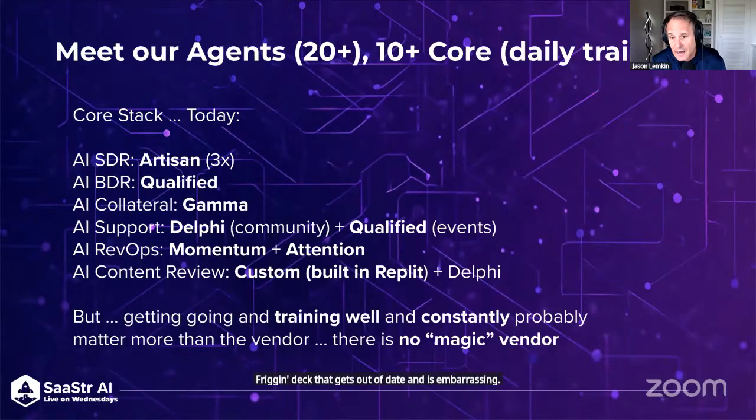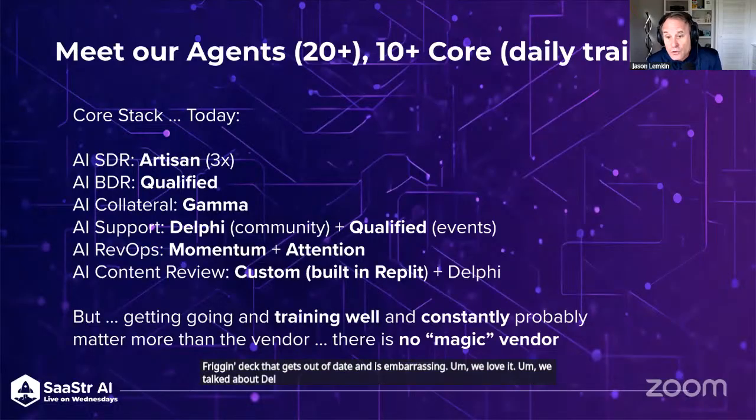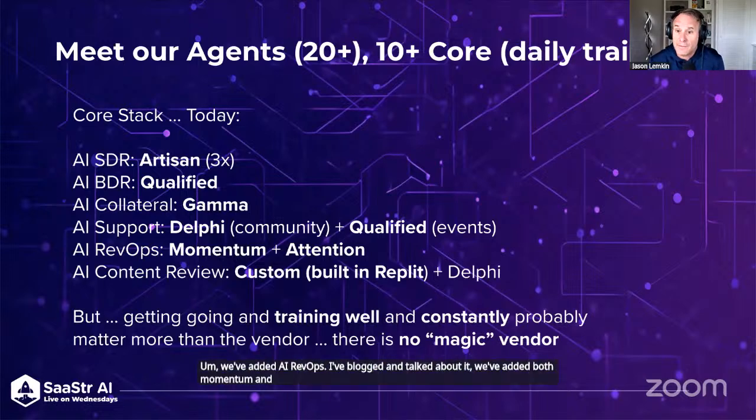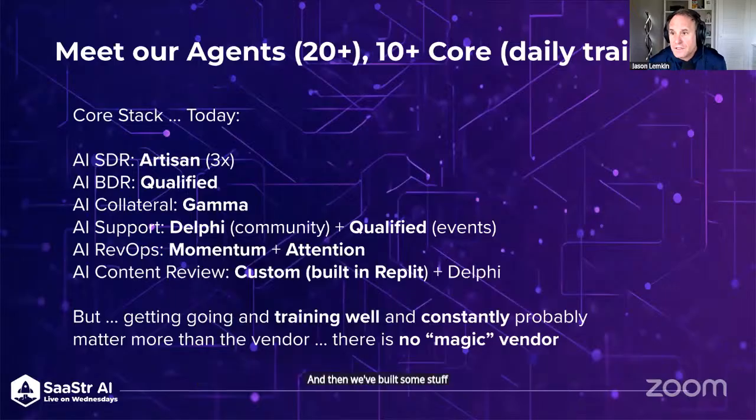We love it. We talked about Delphi as a general tool. We've added AI RevOps. I've blogged and talked about it. We've added both Momentum and Attention. They're both great. Amelia will show you why. And then we've built some stuff ourselves, and we'll briefly touch on it.